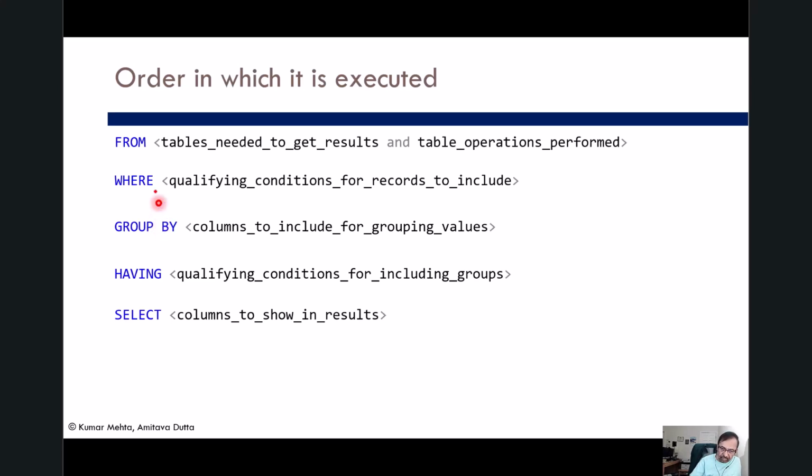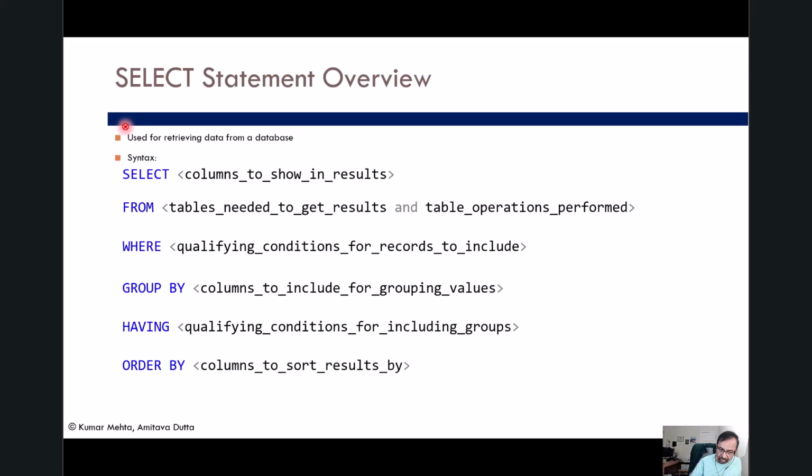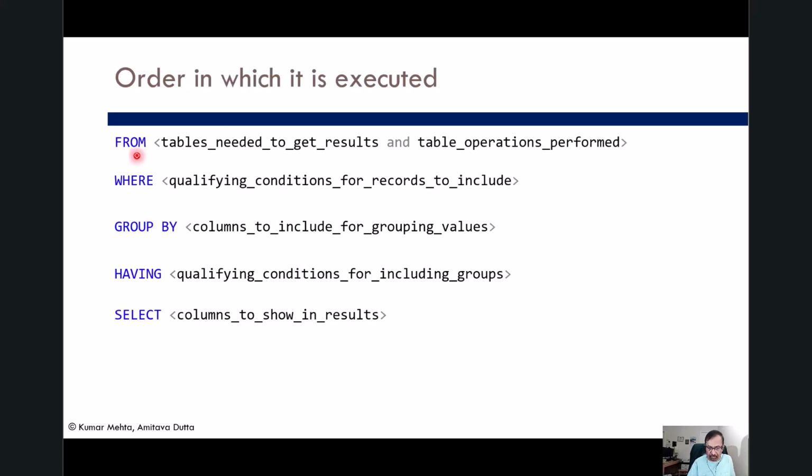executed? The first thing that's done is that the database management system tries to identify what are the tables from which to get the result. So the from clause is the one that's executed first. So going back to, even though it's written second, the from clause is executed first. Otherwise, if you don't know what are the tables from which you want to get the results, you're stuck, then you can't get ahead.